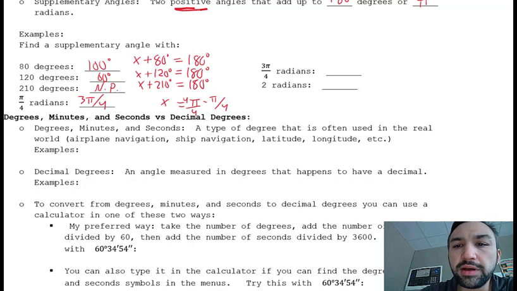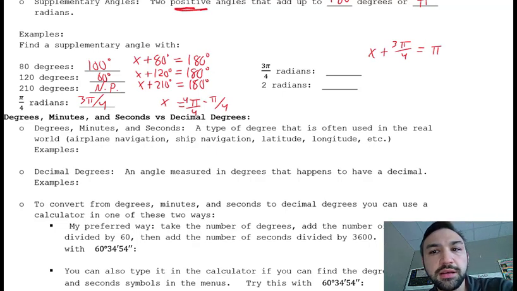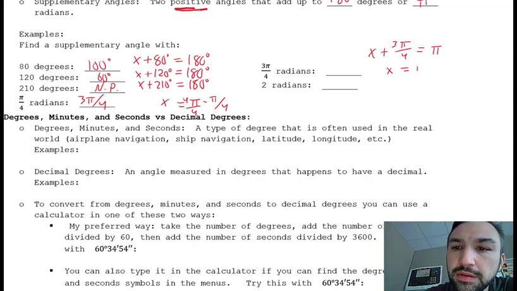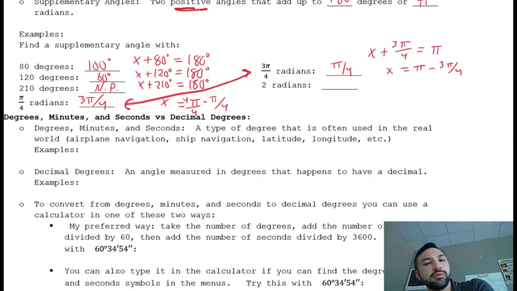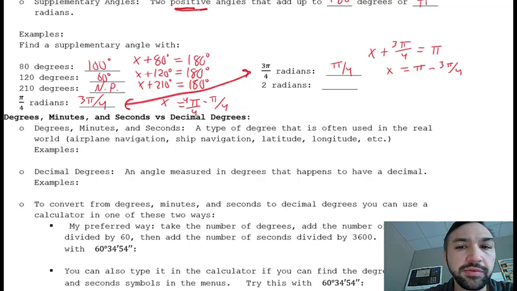Okay, so then what about 3 pi over 4? What could I add to 3 pi over 4 to get pi? And that would be 1 pi over 4. So these two make sense. If 3 pi over 4 is supplementary to pi over 4, then pi over 4 is supplementary to 3 pi over 4.